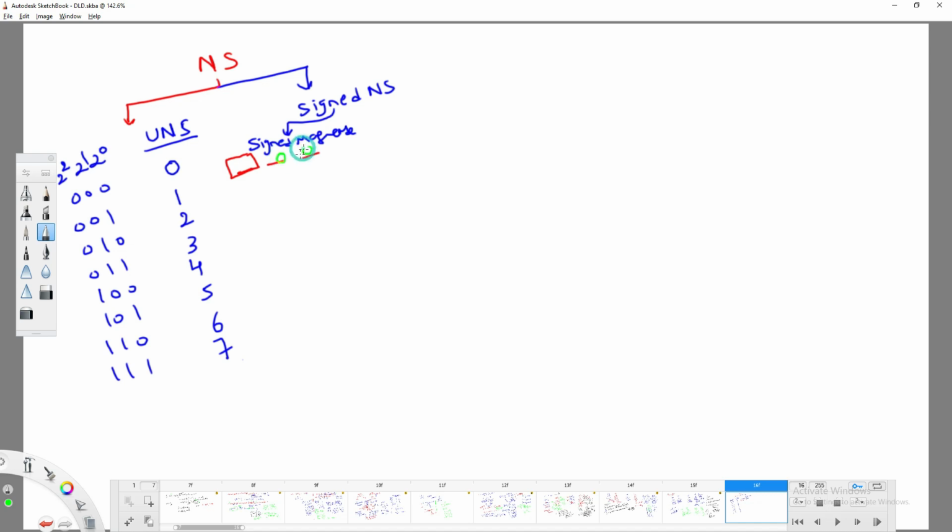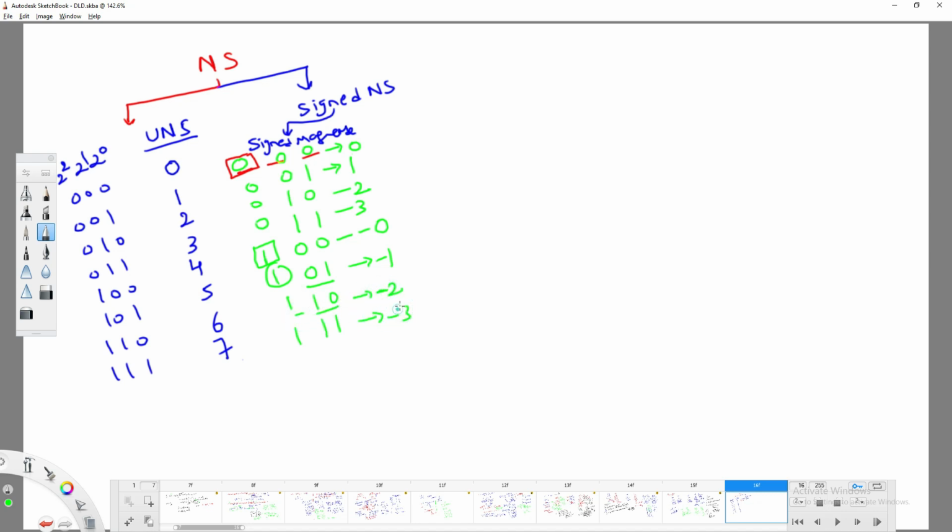So 0 0, 0 1, 1 0, 1 1. Here, in place of this one, I can place either 0 or 1. If I place 1, again 0 0, 0 1, 1 0, 1 1. Then what is this value? This value is 0, 1, 2, 3, minus 0, so minus 1. I hope you understood, right? This value is 1, this represents minus 1. This value is 2, this represents minus 2. Value is 3, represents minus 3.